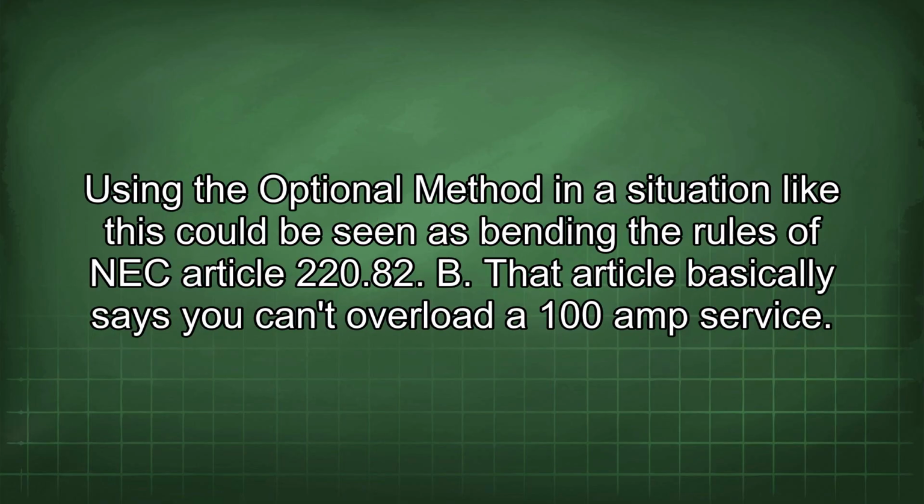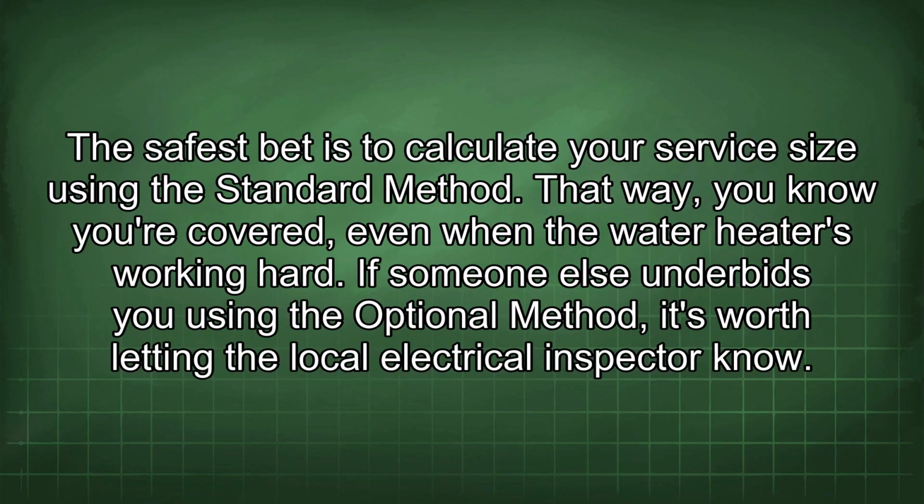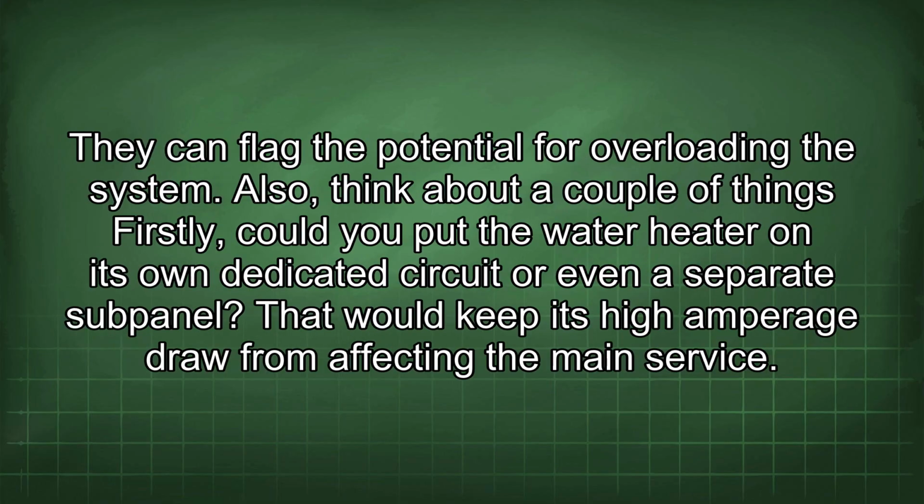Using the optional method in a situation like this could be seen as bending the rules of NEC Article 220.82b. That article basically says you can't overload a 100 amp service. The safest bet is to calculate your service size using the standard method. That way, you know you're covered, even when the water heater is working hard. If someone else underbids you using the optional method, it's worth letting the local electrical inspector know. They can flag the potential for overloading the system. Also, think about a couple of things.